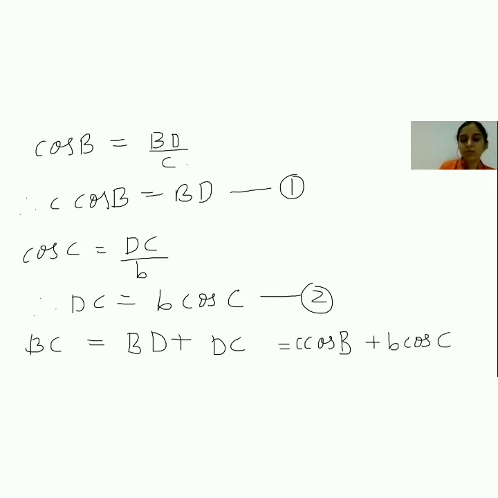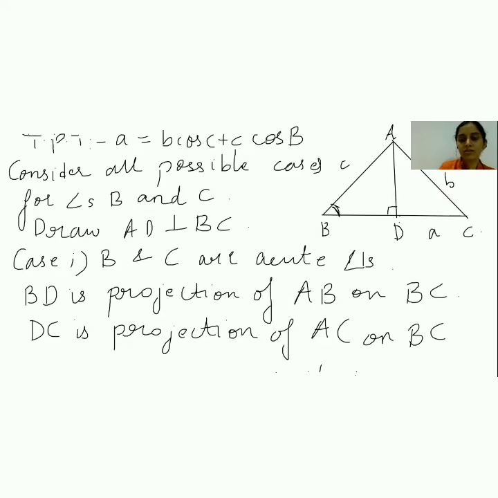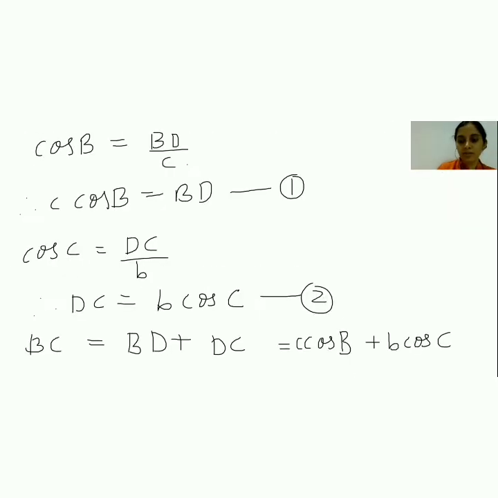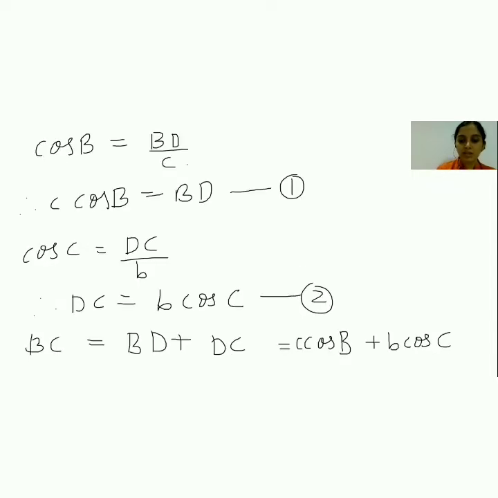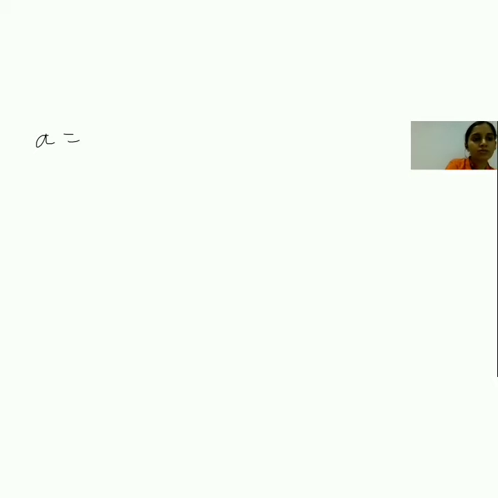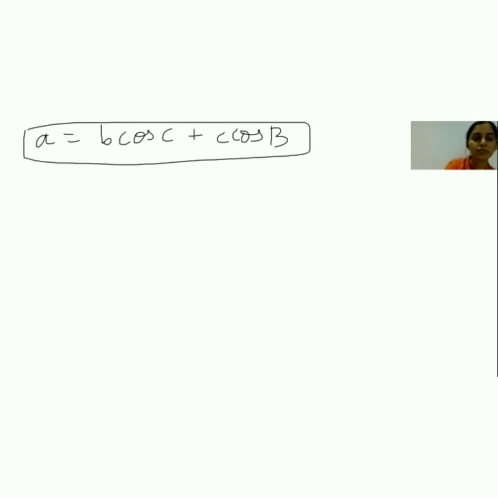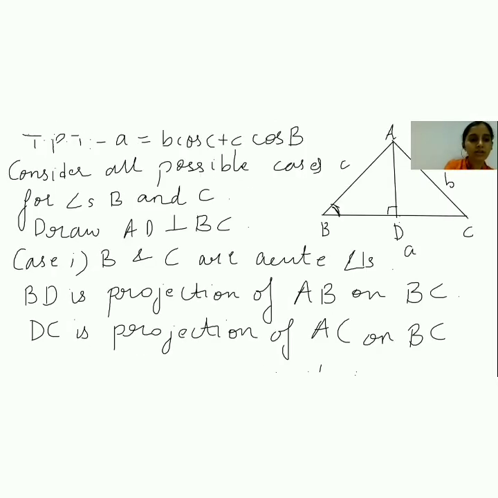And what is BC from the diagram? The entire BC length is opposite to angle A, so it is A. What I'll do is I'll just write this A here so that there's no confusion. Put this A here. So it stands for the entire BC length. Now we'll write A is equal to B cos C plus C cos B. Okay, this is our first statement, but for the first condition. What is our first condition? Case 1, that is B and C are acute angles.